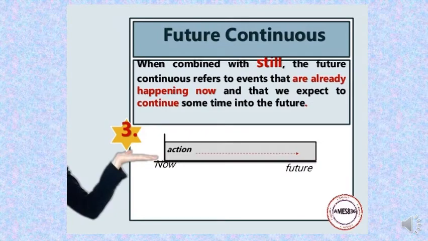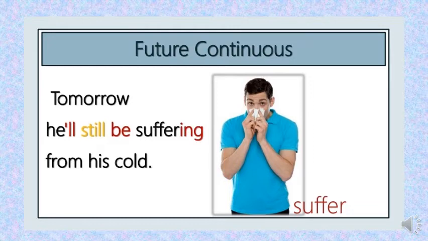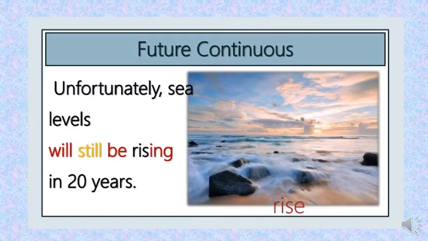Rule number 3. When combined with still, the future continuous refers to events that are already happening now and that we expect to continue sometime into the future. For example, tomorrow he will still be suffering from his cold. Unfortunately, sea levels will still be rising in 20 years.